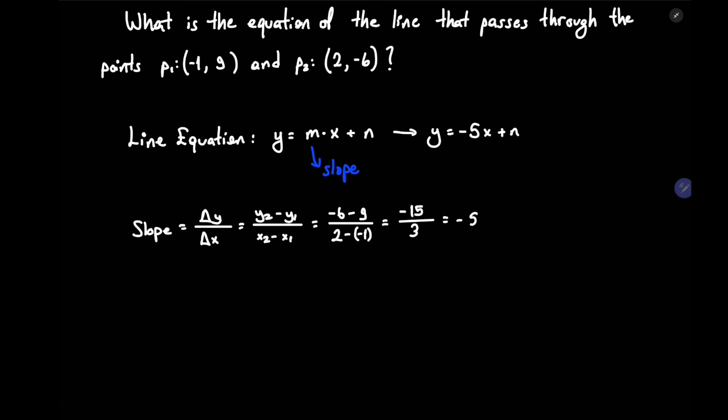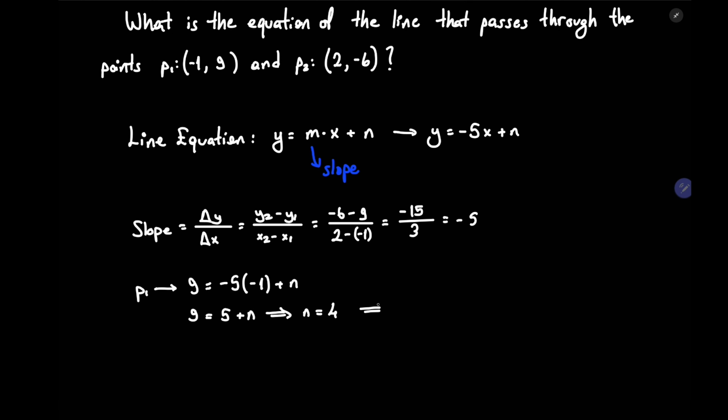Now we need to calculate the value of n. How are we going to do that? We can either use P1 or P2. You can choose whatever you want. So let's use P1 for this case. 9 = -5 times (-1) + n. Therefore, 9 = 5 + n, and from here we get that n = 4.